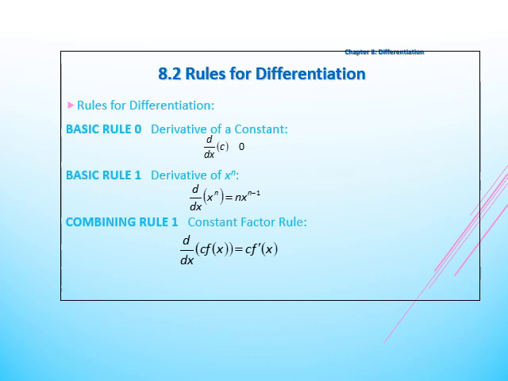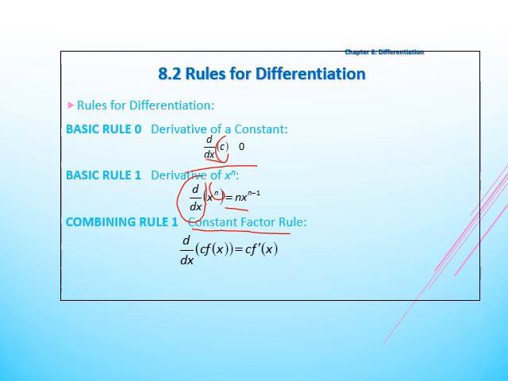If we have d over dx of any constant c, the result will equal 0. If we have x to the power n and we want its derivative, d over dx, the derivative will be the power multiplied by the value, with the power reduced by 1. So the derivative of x to the power n will be n times x to the power n minus 1.